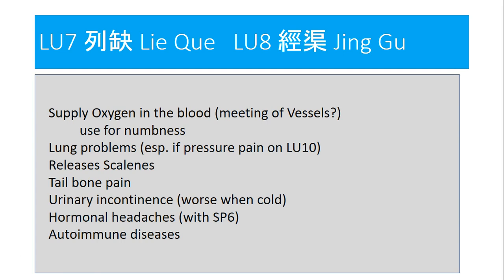Lung 8 can be a good point for hormonal headaches with spleen 6. You can also use lung 8 when there is pressure pain on right stomach 26-27, and for patients with urinary incontinence, especially when it is cold. And lung 8 is a very good point for tailbone pain, together with C7 or T1 Huatou and bladder 66.